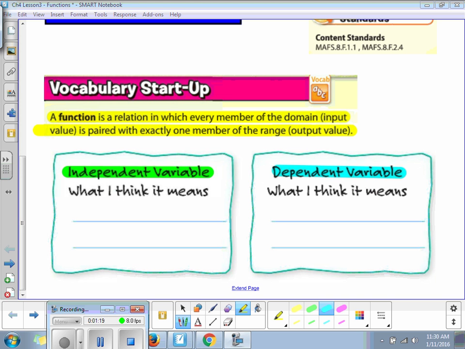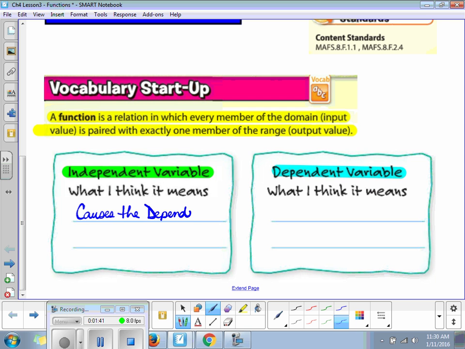The independent variable is the variable that causes the dependent variable to change. In other words, it does the affecting.